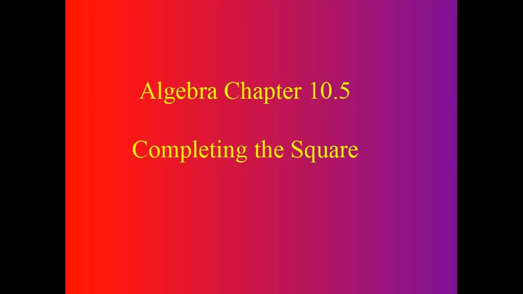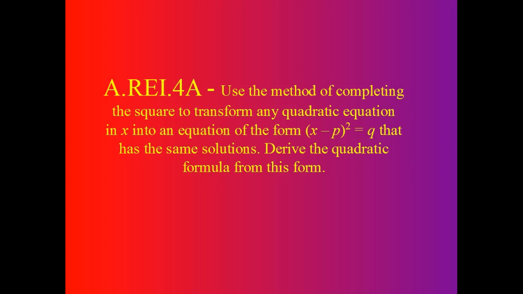But I want to make sure that you understand how this is derived. And it'll also get us back to why the vertex is at negative b over 2a. All right, let's work this. Here is your standard. You can read that.